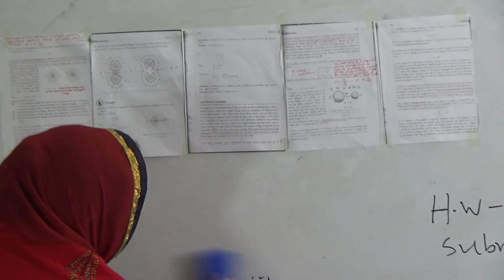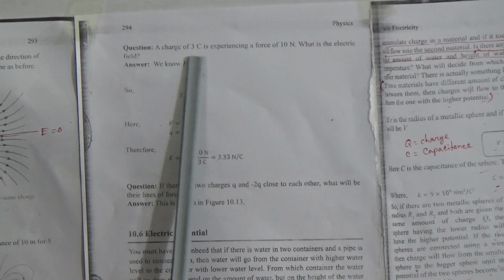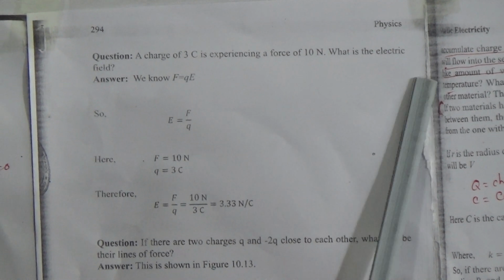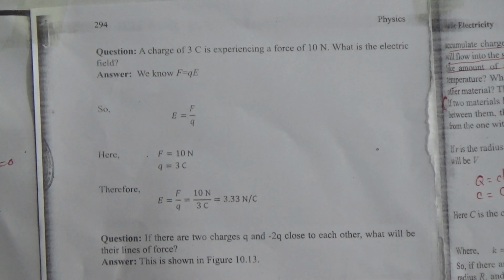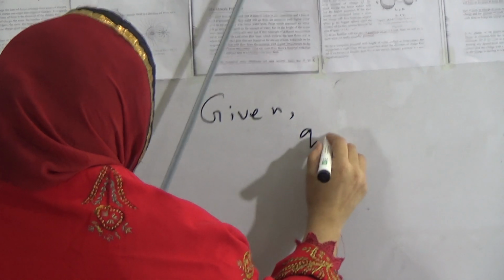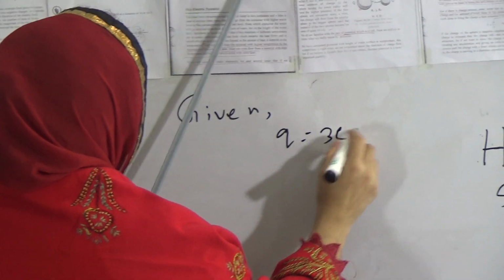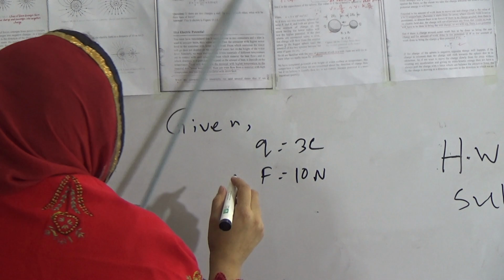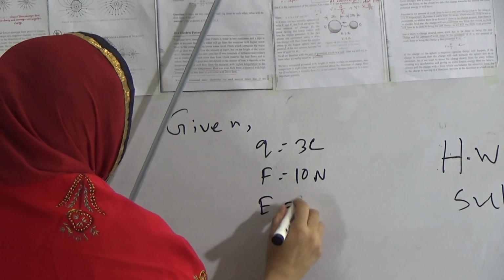Now we will solve the next mathematical problem. Here the question is given: a charge of 3 coulomb is experiencing a force of 10 Newton. What is the electric field? Now here write the given: charge Q equals 3 coulomb. Here the force F equals 10 Newton. And what is the electric field? That is, E equals what?